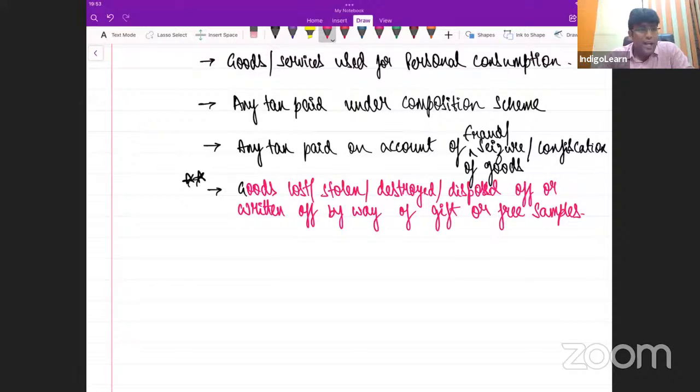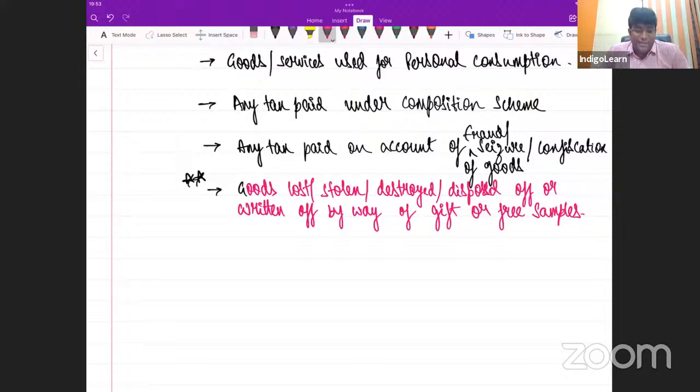Then somebody is asking, sir, what about goods used for trial run purpose? Can we take credit? Yes. For trial run also credit can be claimed, because trial run is also in the course or furtherance of business. So if anything is related to your business use, credit is definitely allowed.